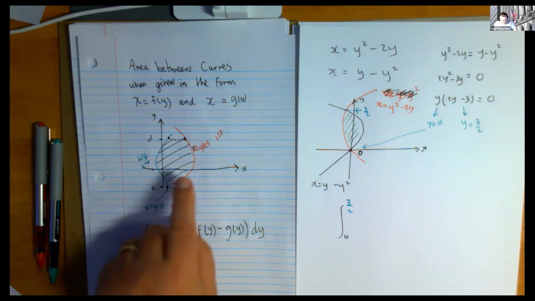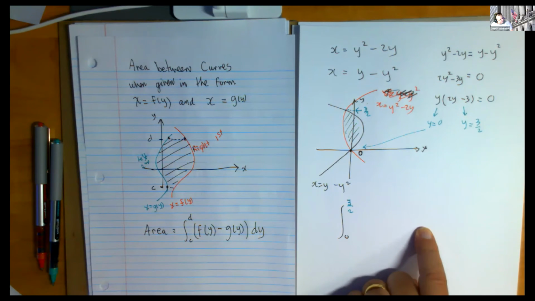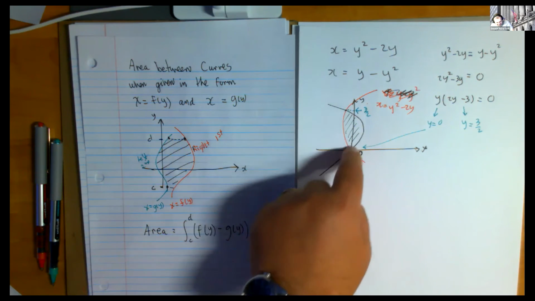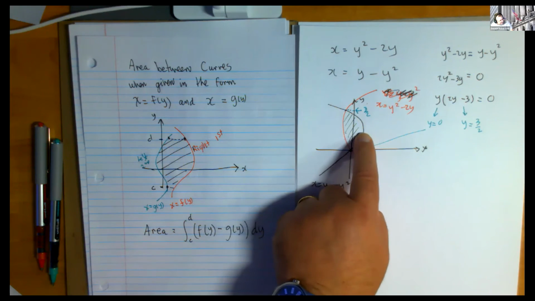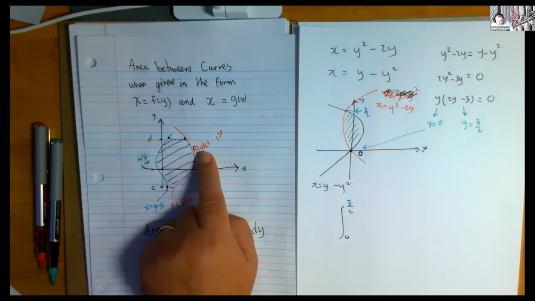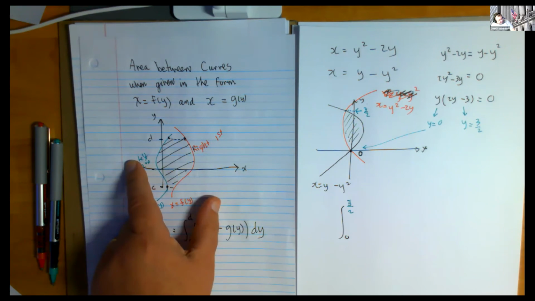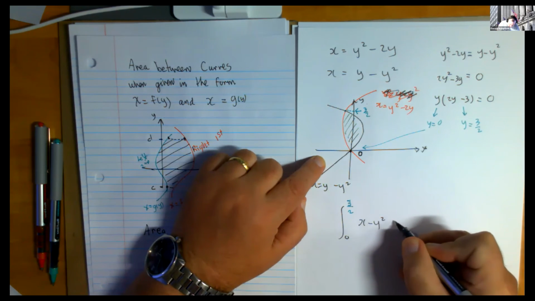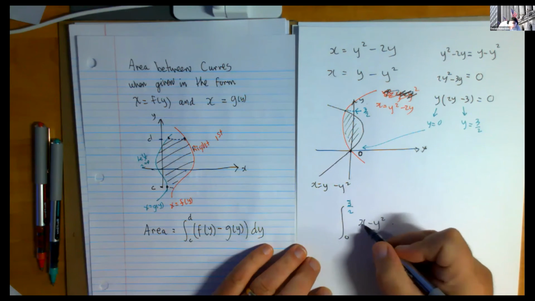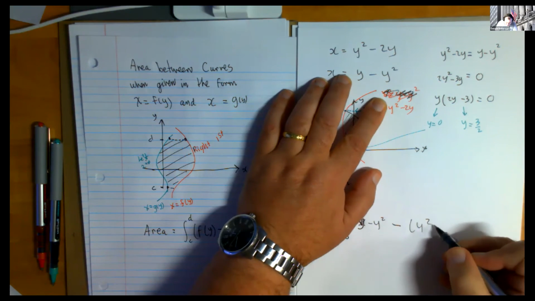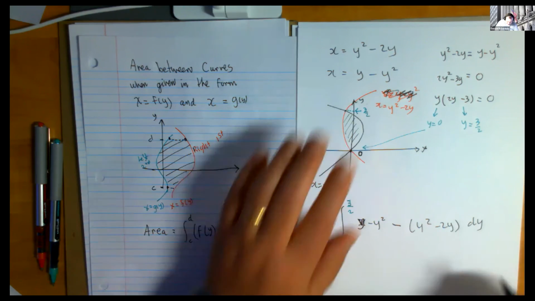Now, remember the rule, f of y take away g of y, who goes first, take away who goes second? In this question we've got here, isn't the black one to the right and that goes first? And is the red curve to the left and it goes second? Remember the rule for this is right first, left second. So this fella is x take away y squared. Where'd that come from? Is y take away y squared, subtract y squared take away 2y dy.